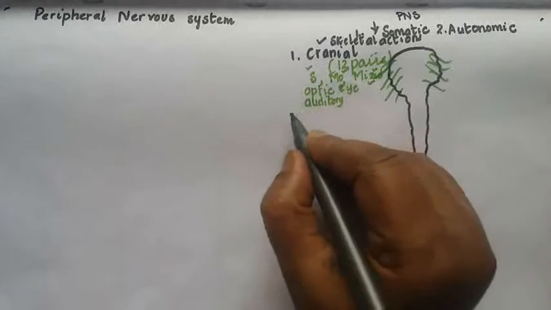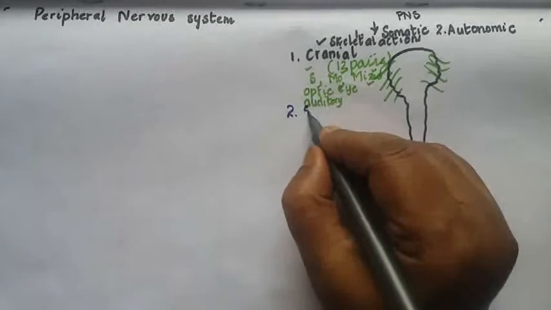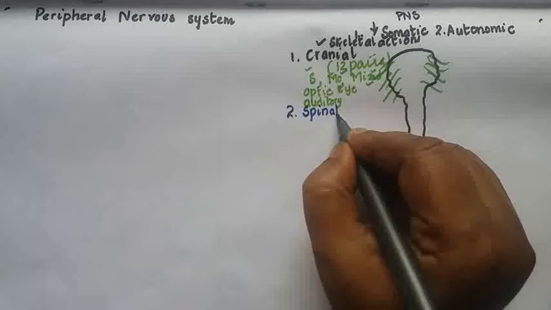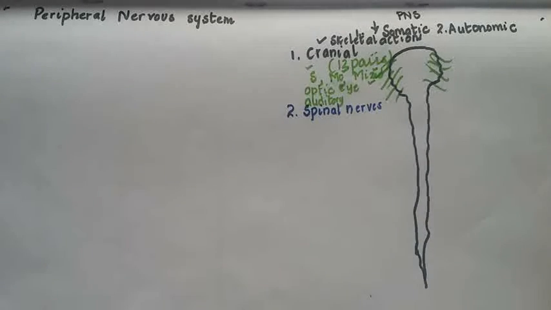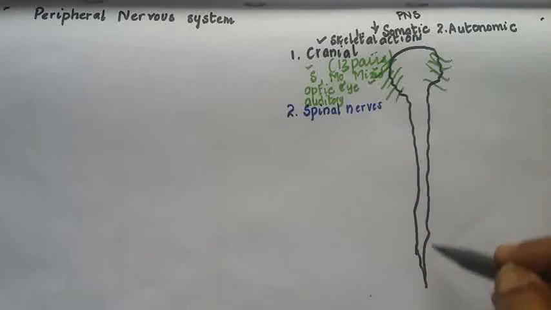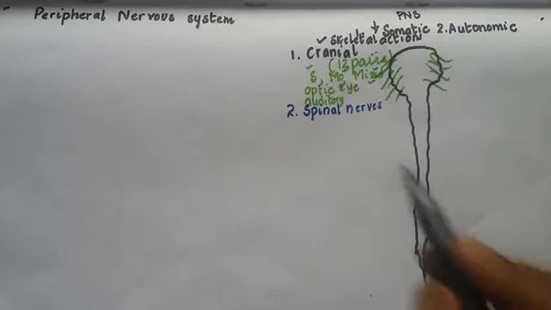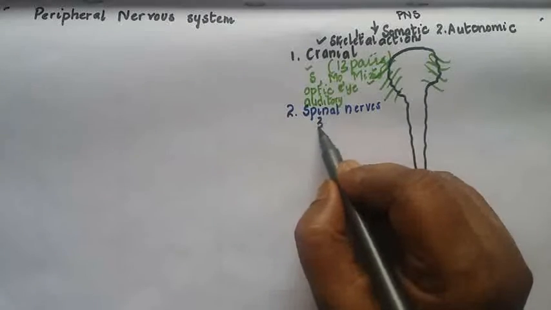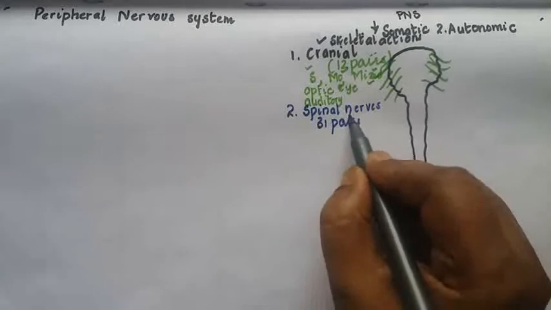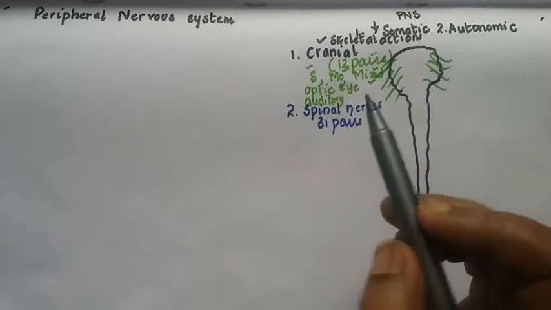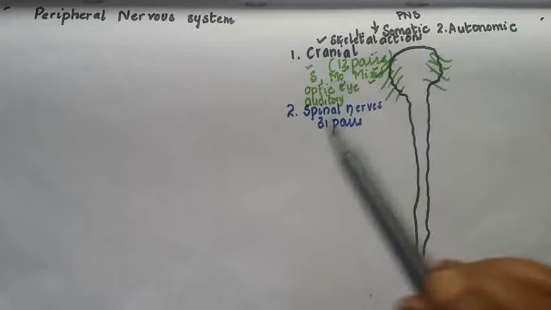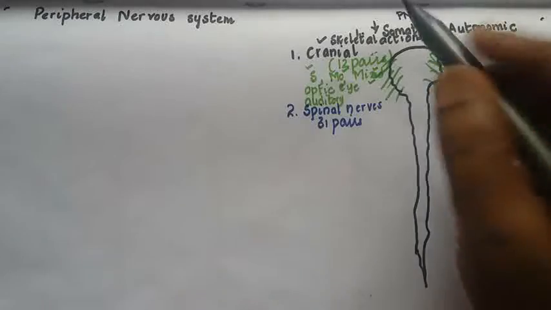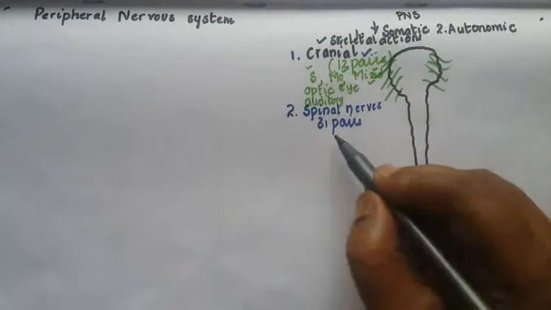What about the second set of nerves? The second set of nerves are known as the spinal nerves. As the name indicates, it's very easy to remember. The spinal nerves are the nerves which are emerging from the spinal cord. Okay, so we have around 31 pairs of spinal nerves, right? So if they ask you the difference in number between the cranial nerves and the spinal nerves, you have to be very clear. You have to mention it as 12 pairs and 31 pairs.